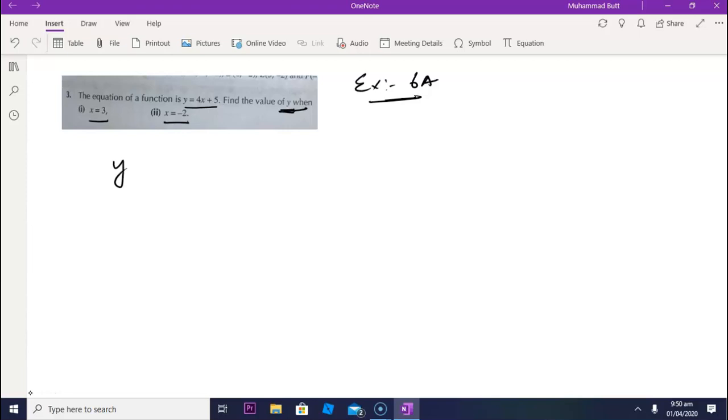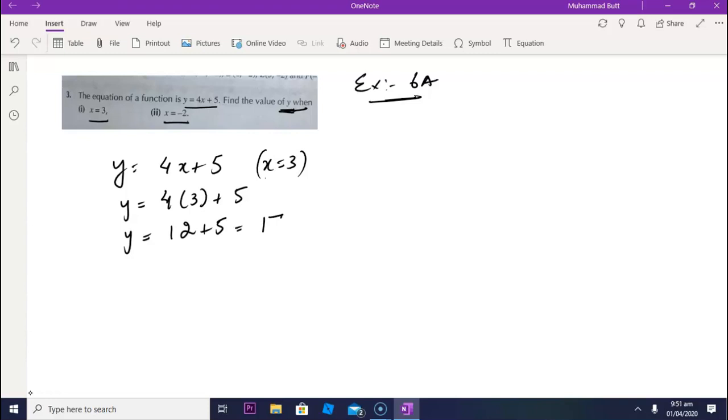The equation is given to you, y is equal to 4x plus 5. When x is 3, it means that you are going to substitute the value of x in the equation. Instead of x you can write 3, and then you can write the equation again. You can find out the value of y. 4 3s are 12 plus 5, and it will be 17.